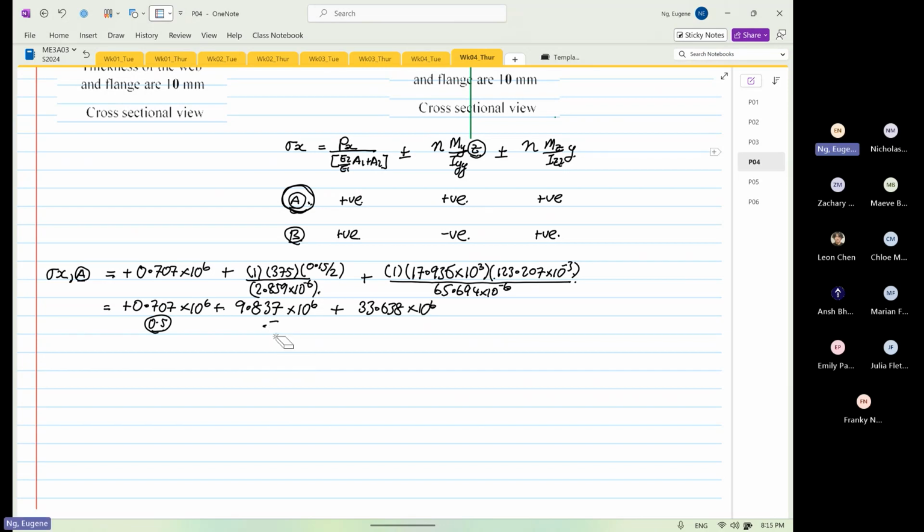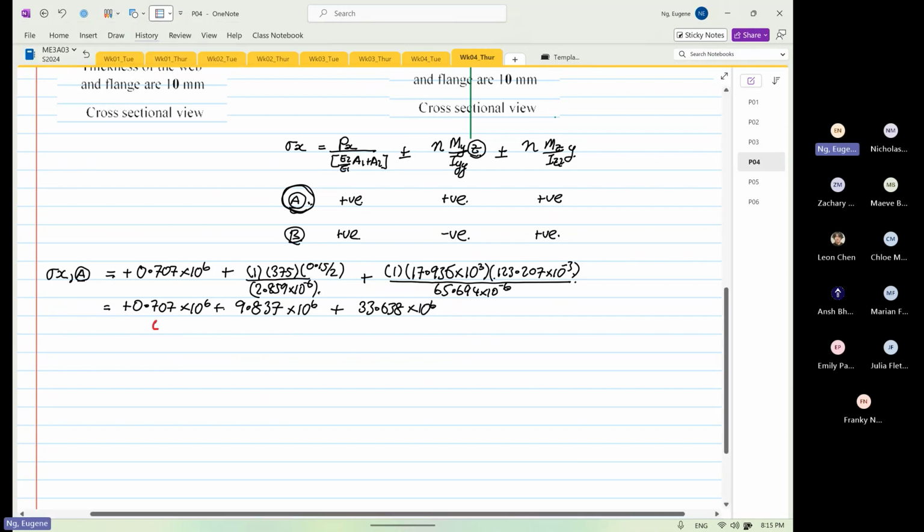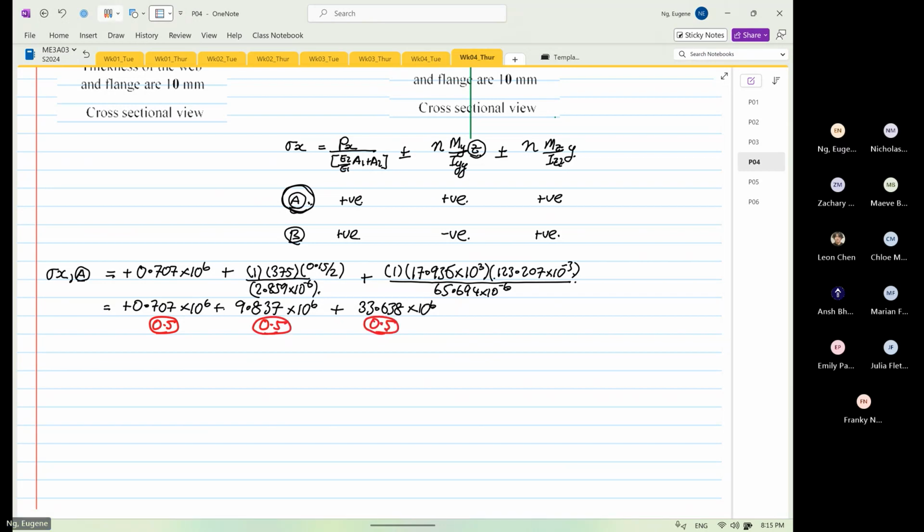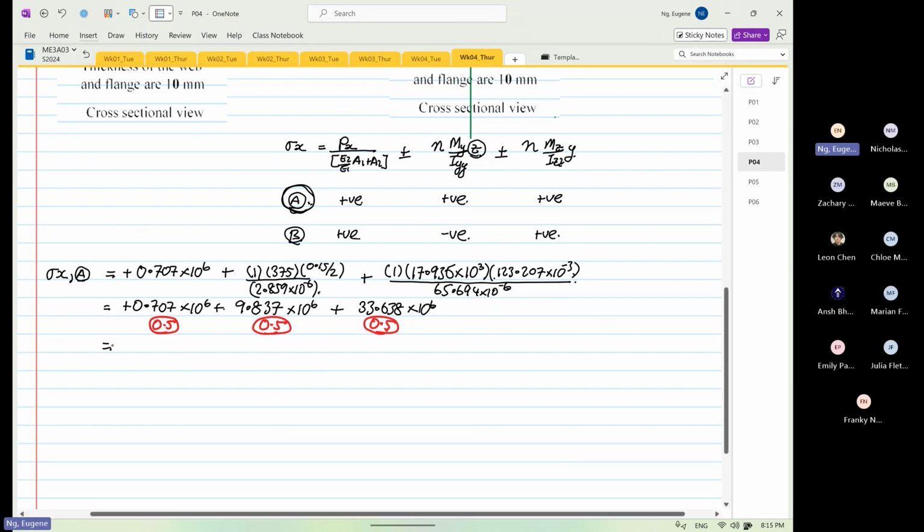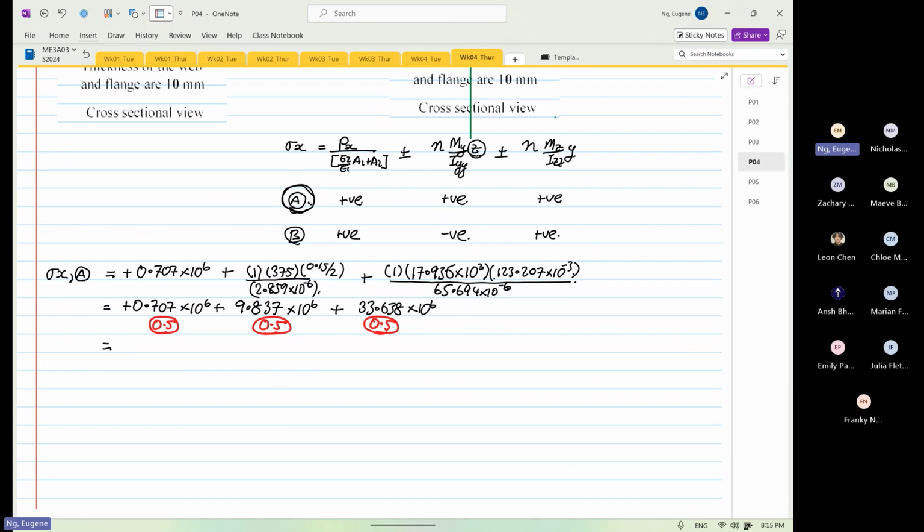Okay, so usually what I do, I will write them in red. This is worth half a mark. This is worth half a mark. And this is worth half a mark. Then I can give you part marks. So this will be equal to 0.707 power 6, plus 9.837 power 6, plus 33.638 power 6, which is equal to 44.182 times 10 to the power 6 Pascal.